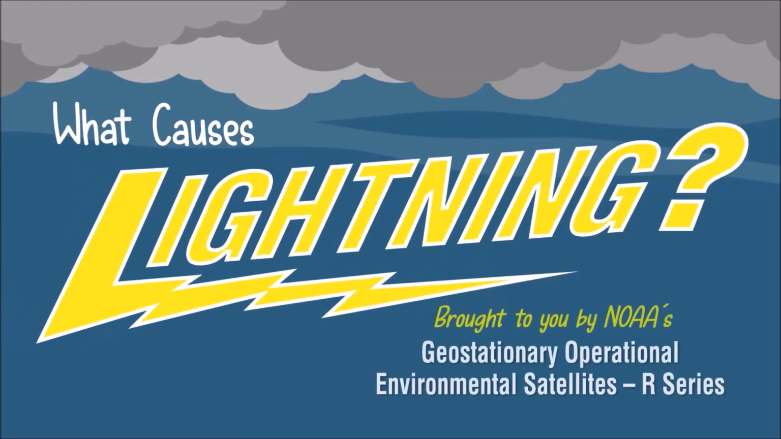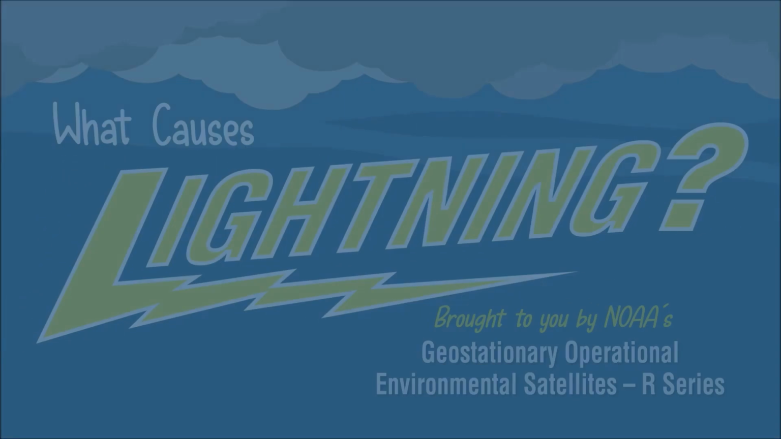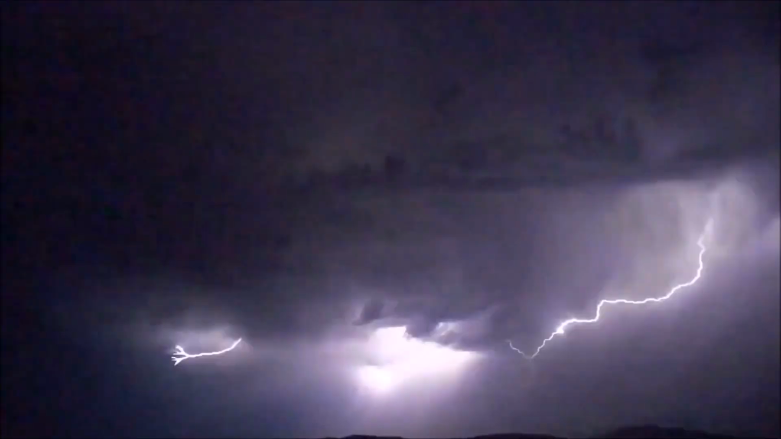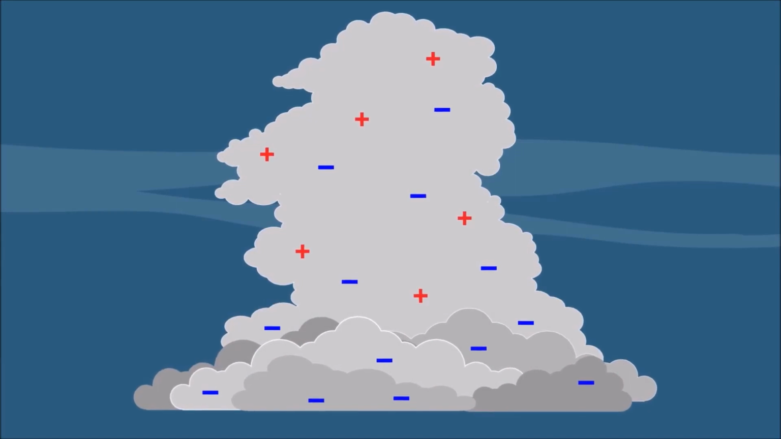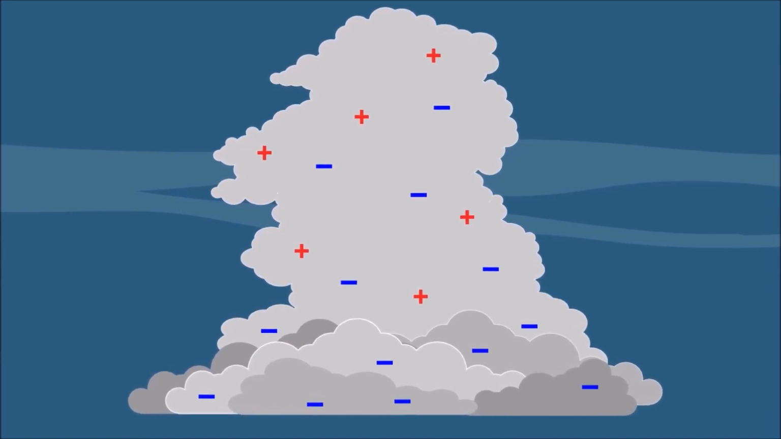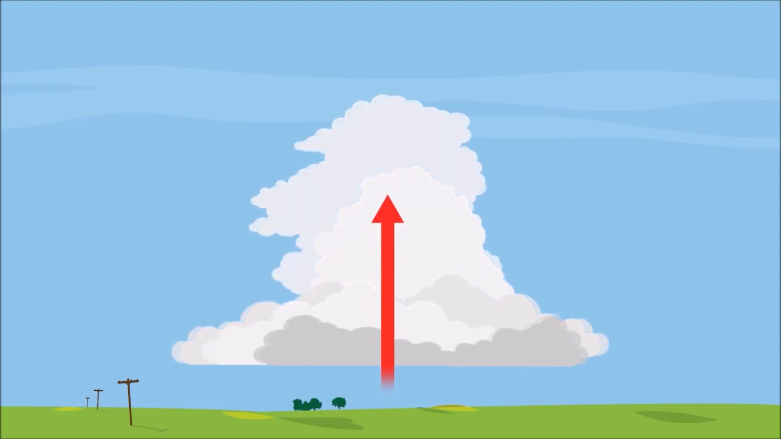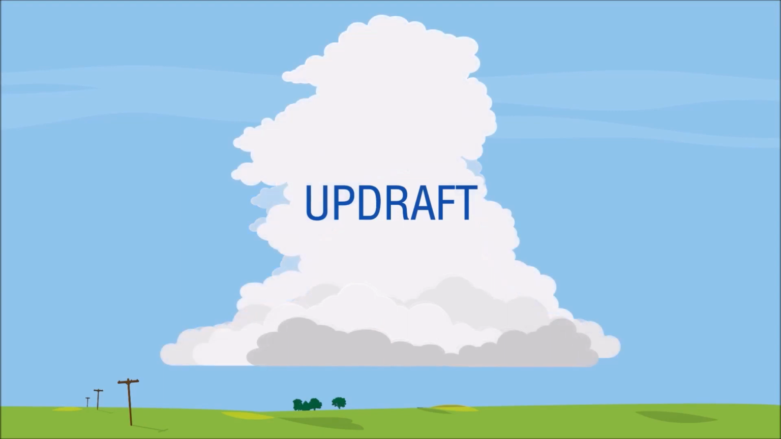What causes lightning? Lightning can be a beautiful and scary part of Earth's weather. You probably have seen lightning in a thunderstorm, but do you know why lightning happens? Lightning comes from electrical charges that build up within a storm cloud. Thunderstorms form when warm, moist air rises high into the atmosphere. This rising air is called an updraft.